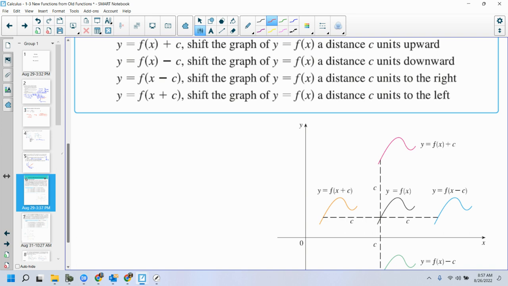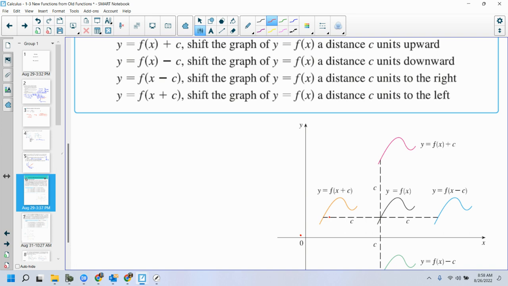But here's what we have. Again, plus or minus c on the outside of the f of x is going to move it up or down. Plus or minus c on the inside is going to move it left or right. So this is f of x plus c. This is f of x minus c. Remember, c on the inside is actually moving it left because it's a plus, right because it's a minus. Plus or minus on the outside is more straightforward: plus is up, minus goes down. So f of x plus c or minus c on the outside is going to shift it up or down. The f of x minus c on the inside is going to shift it left or right.